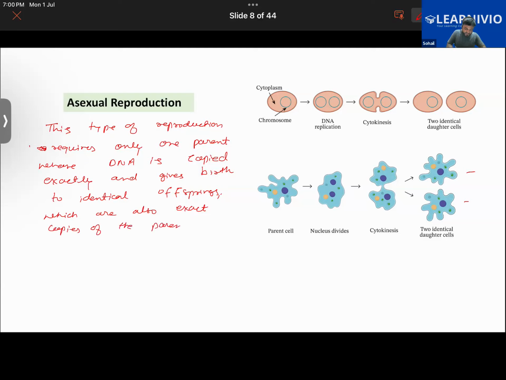Like in the following example, see, these are the daughter cells, and if you were to look at the parent cell, aren't they also identical to the parent cell? Isn't that the case here? Yes, you guys tell me. Yes, sir, the daughter cells are identical to each other while they're identical to their parents as well. Write down this definition, then we'll be continuing further.